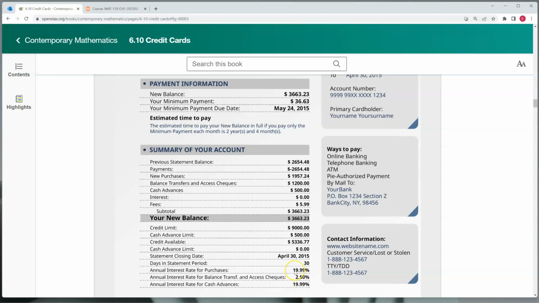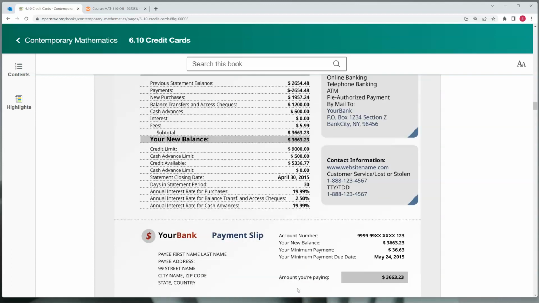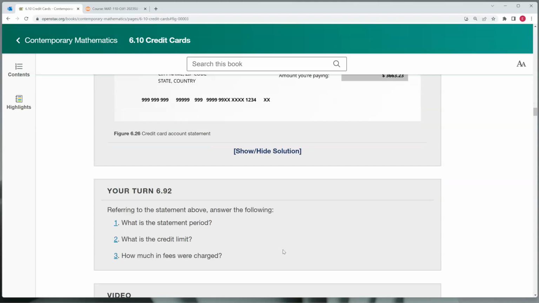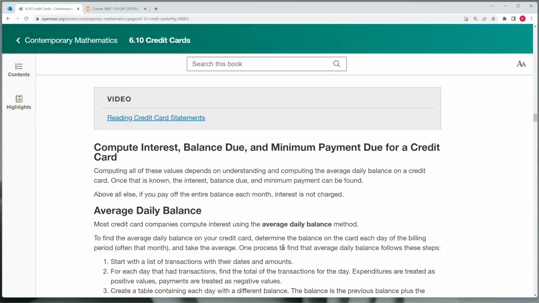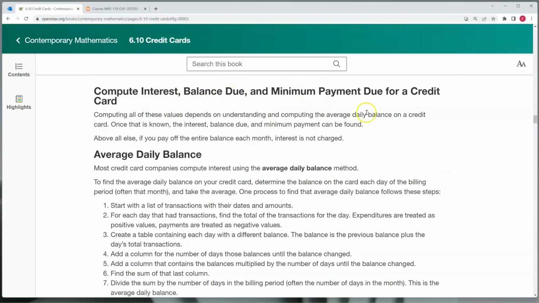Because when you purchase stuff on a credit card, you usually get services or items, but cash is usually charged at a higher interest rate. But for this card, it's not. It's actually the same, which is a little odd. So computing interest, balance due, minimum payment, and all that for a credit card. Credit card math can get a little crazy.